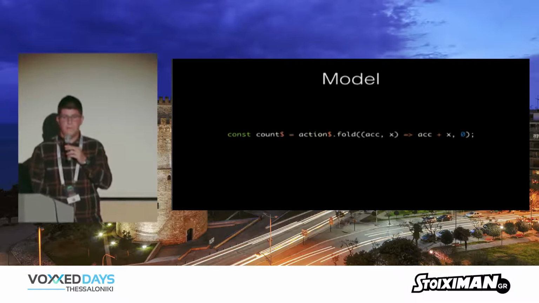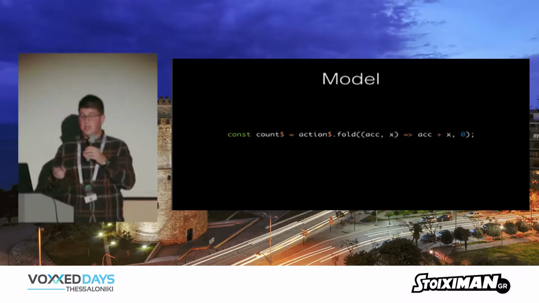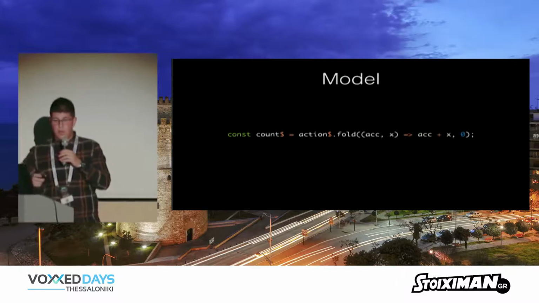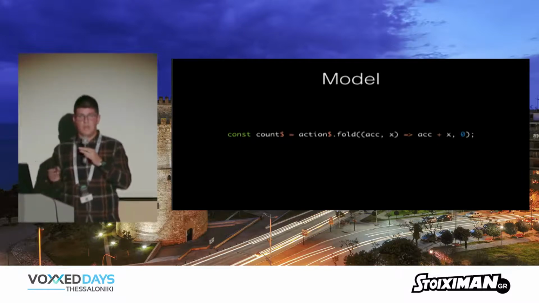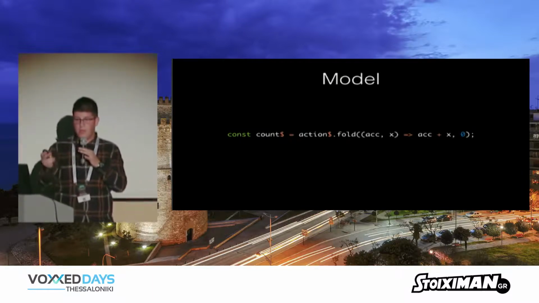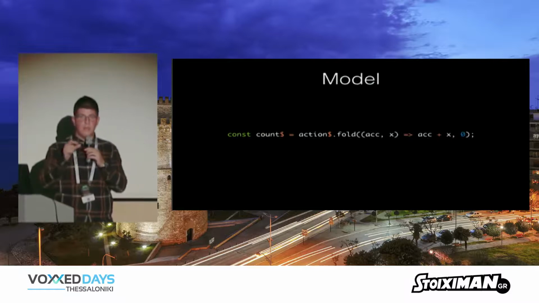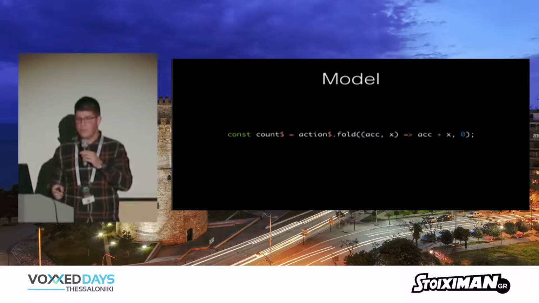The second thing is the model. So here we want to count the number of clicks. So we take this action stream and we do fold. Fold is something like reduce in functional programming. So we have this callback function where the first argument is the accumulator, the second one is the current value in our stream. And we just sum those two.